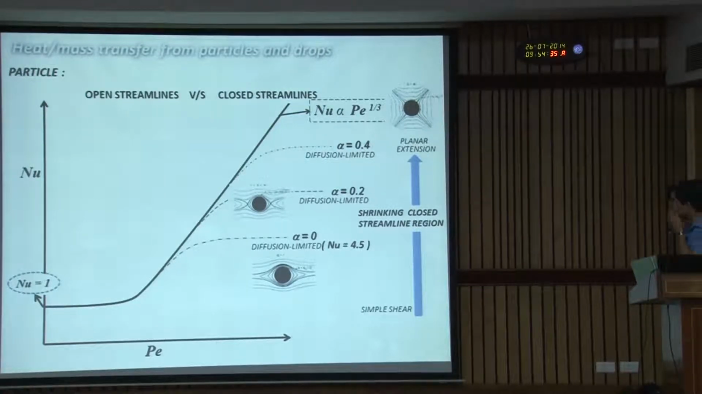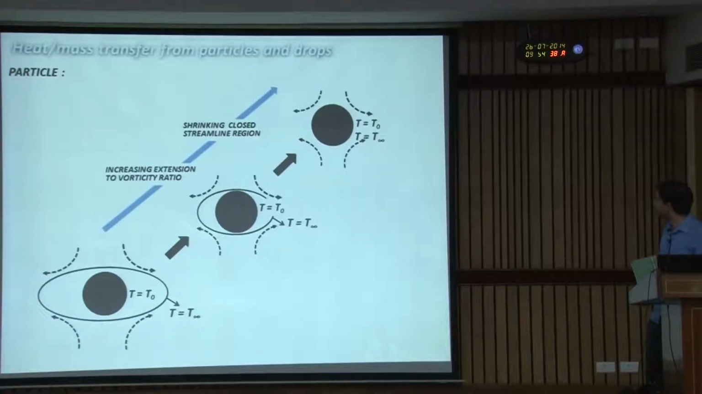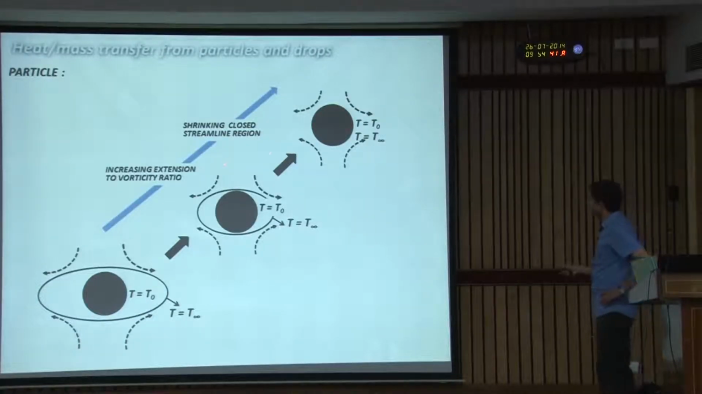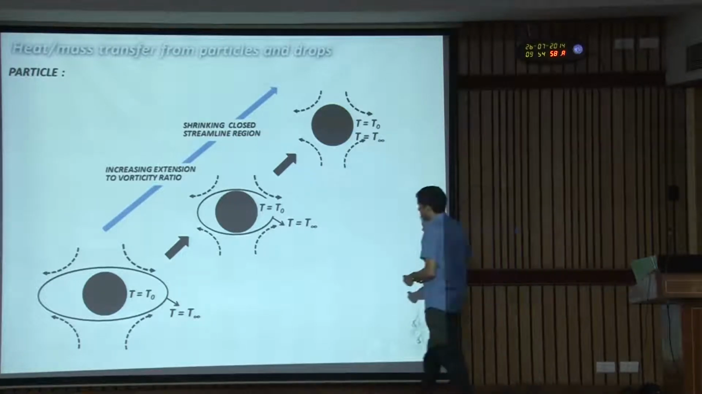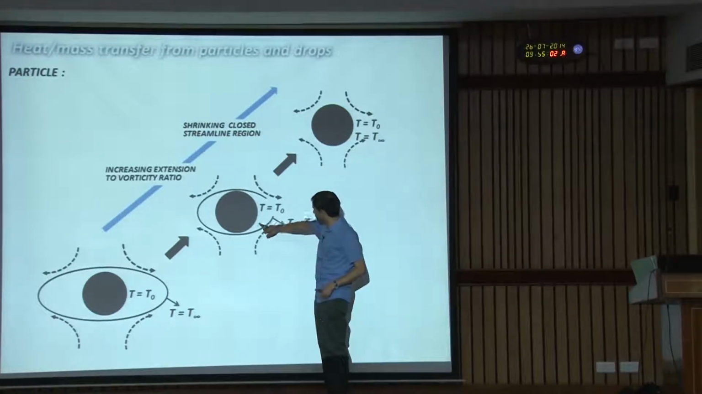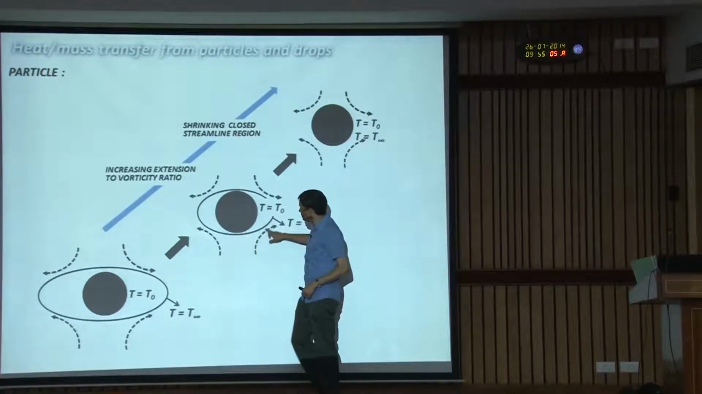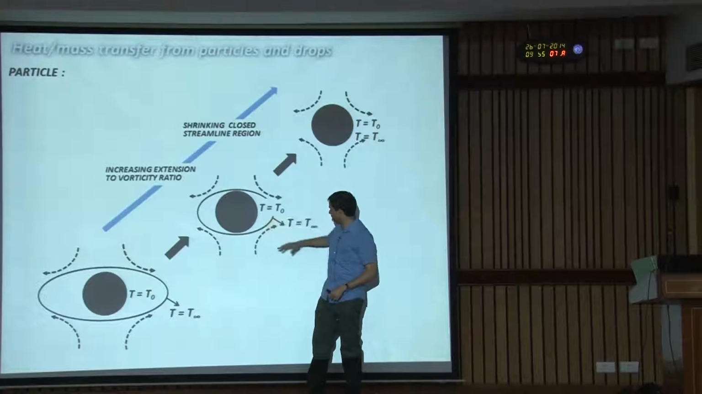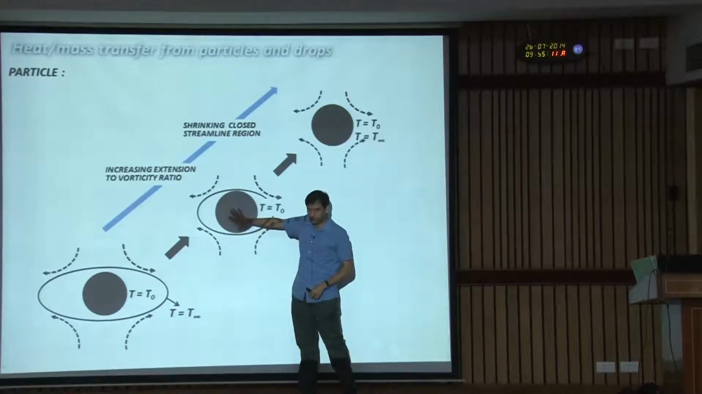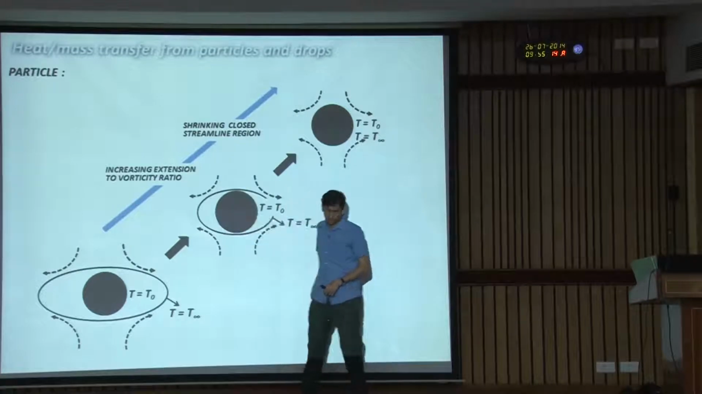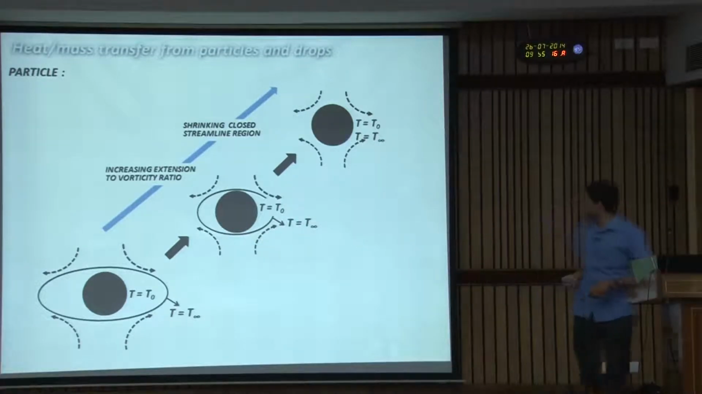So this is the idea again. I am going from a vorticity dominated linear flow to a completely extension dominated linear flow. The closed streamline region shrinks, and therefore the Nusselt number would approach a constant in each of these cases, and that constant is really determined, loosely speaking, by solving the conduction problem in this domain. This is the outermost closed streamline. That is your outer boundary that is sitting at T infinity. This is the particle that is at T naught. You have a complicated domain to solve the Laplacian over, but that can be done. It will just give you a number.